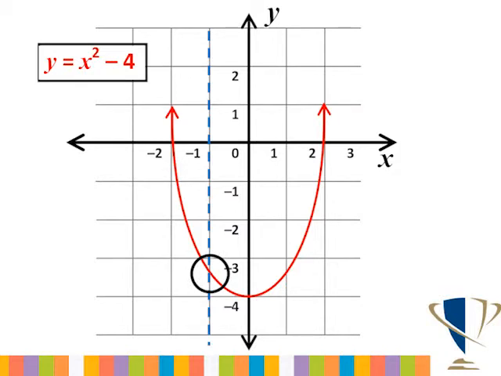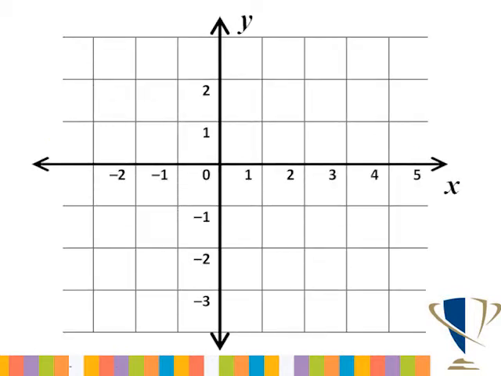Now look at the y values. For example, look at y equal to 0. Do you see that x can be 2 or minus 2? This shows that there are two x values for a y value. But this does not show us anything about whether the graph represents a function.